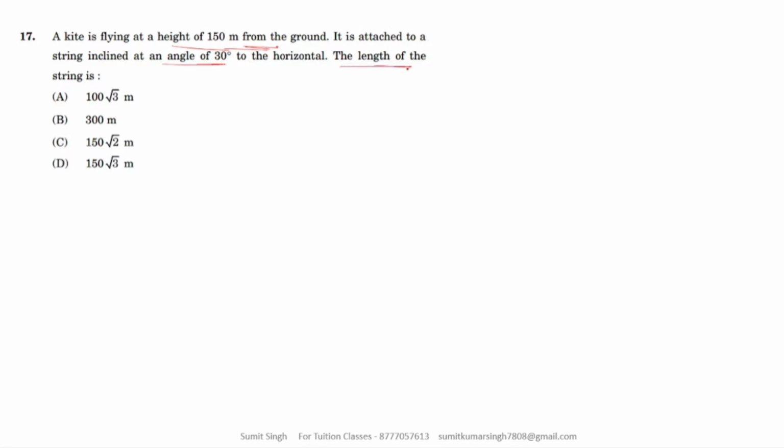Then we just have to find out the length of the string. In the triangle, let's say AC is the length of the string and AB is the height of a kite which is flying 150 meters from the ground. So basically we just have to find out the value of AC. One more thing, the kite is inclined at an angle of 30 degrees, which means this angle is given. So we have the perpendicular, and we have to find the hypotenuse.